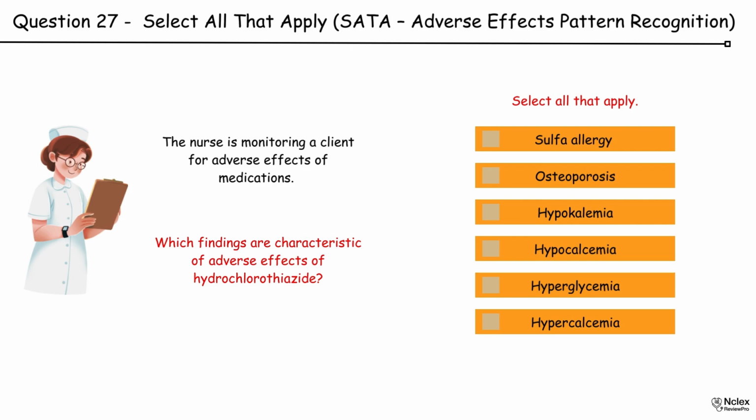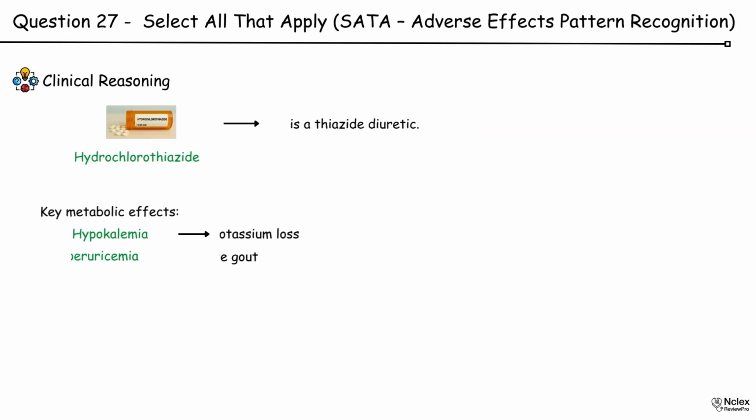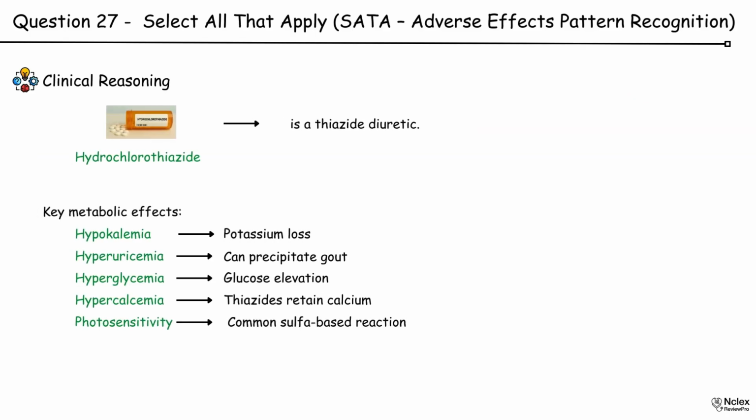The correct answers are 1, 3, 5, and 6. Now let's reason through this clearly. Hydrochlorothiazide is a thiazide diuretic. It causes increased excretion of sodium and potassium, so hypokalemia is expected. That explains option 3. Thiazides are sulfa-based medications. Clients with a sulfa allergy are at risk for allergic reactions. That explains option 1. Thiazides can increase blood glucose levels, so hyperglycemia is also a known adverse effect.